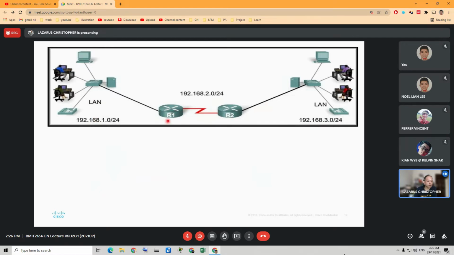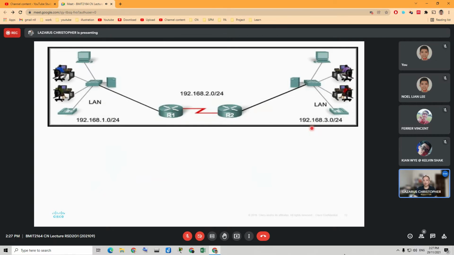From R1's point of view, which network address is the remote? After the one hop, right? Just like jumping. So usually I imagine it like this: one hop and then reach. So for R1, this is the remote network.